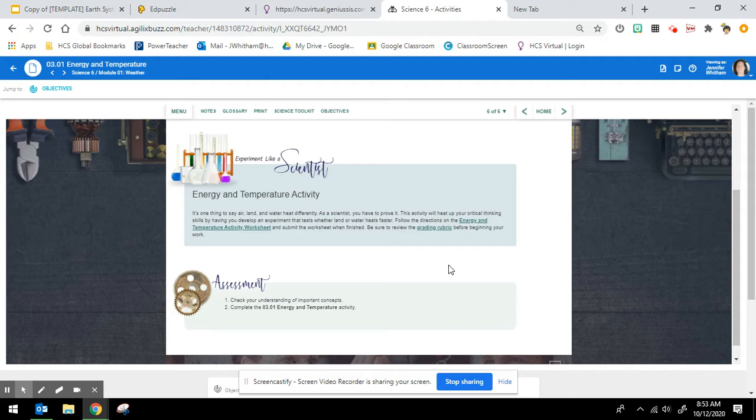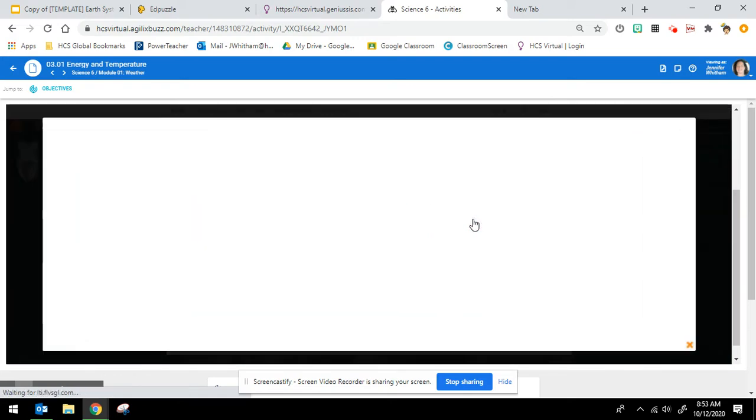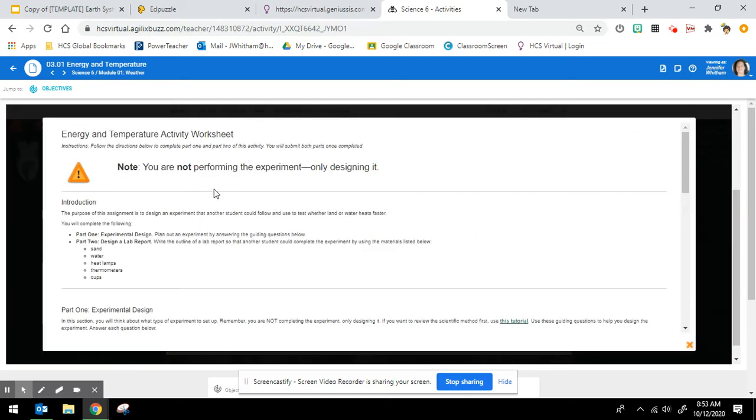Okay, in this activity, you will heat up your critical thinking skills by having you develop an experiment that tests whether land or water heats faster. Follow the directions on the energy and temperature activity worksheet and submit the worksheet when finished. Be sure to review the grading rubric before beginning your work. You click on the blue underlined words that say Energy and Temperature Activity Worksheet. It says, note, you are not performing the experiment, only designing it.